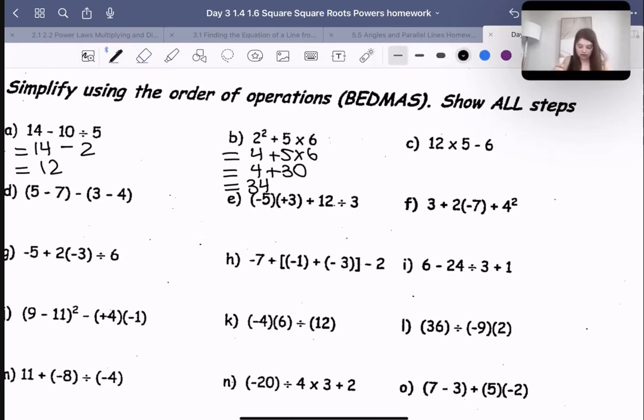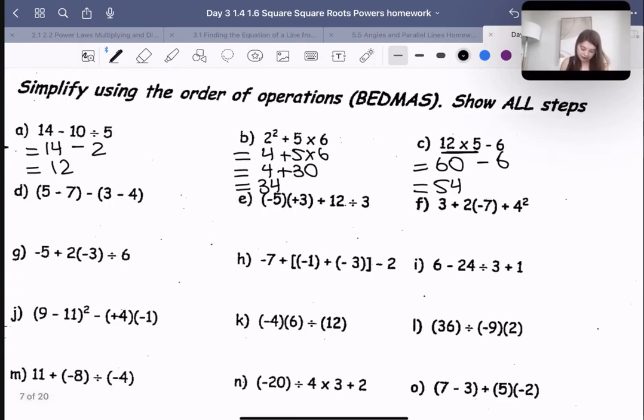Yes, there is. There's 12 times 5, and 12 times 5 is equal to 60. So we're going to replace the 12 times 5 with 60. Now, all we have left is subtraction, so we can subtract and just say 60 minus 6 is 54 and be done with it.